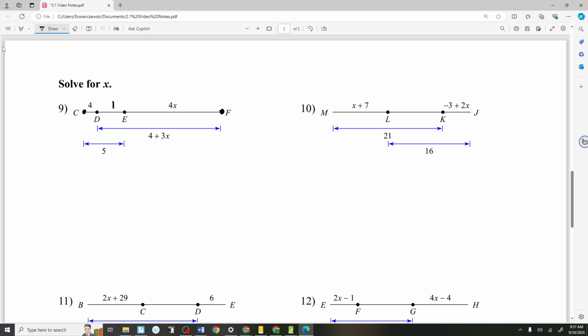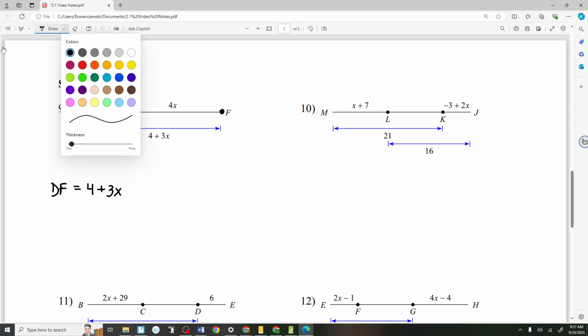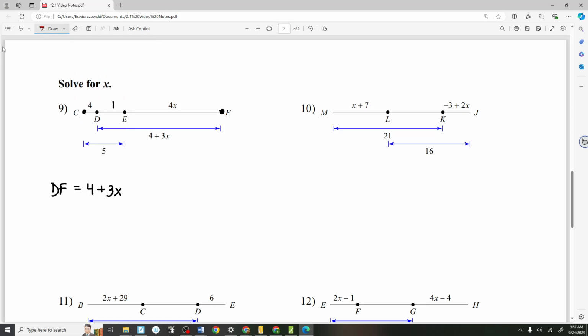Okay, so now I'm looking at this and I see that I have an expression already for DF. So DF is equal to 4 plus 3x. But I also see that I know both pieces of DF. I know this piece is 1 and this piece is 4x. So I can also say that DF is equal to 1 plus 4x.